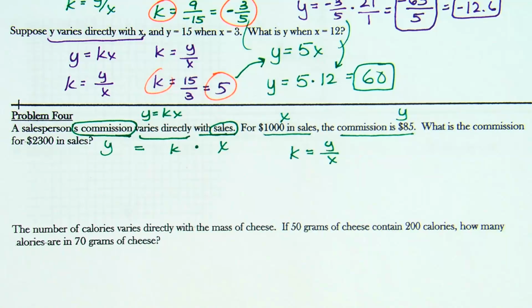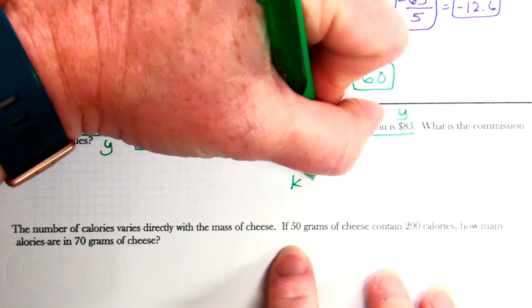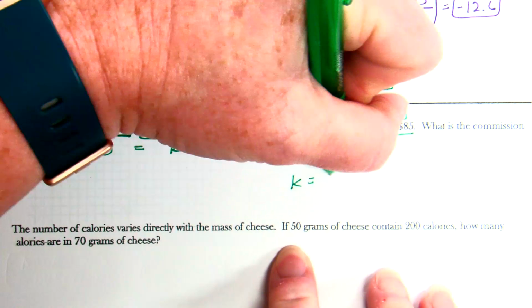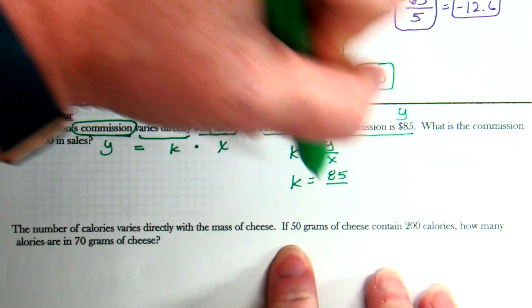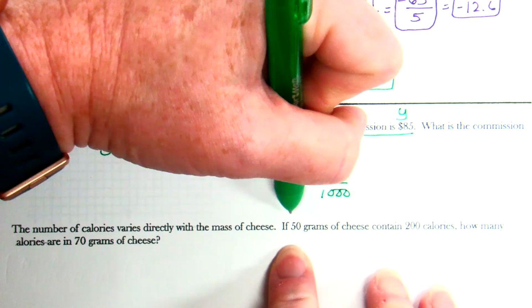Okay, so if we say K equals Y over X, what did we say Y was going to be? 85 over X, 1,000. Well, this is the fraction 85 1,000ths. You can leave it as a fraction. You can reduce it as a fraction. But on the flip side, we're also talking money, which we tend to think decimals. So you could divide it. So what is 85 thousandths as a decimal?